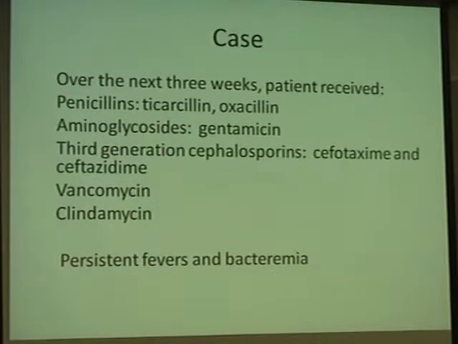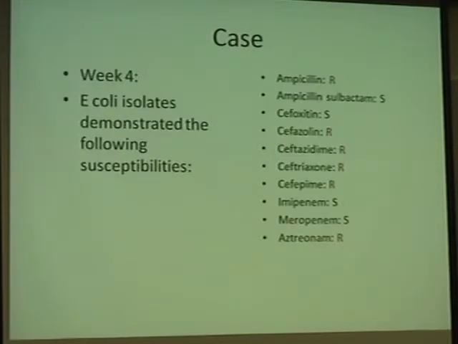Over the next 3 weeks, she receives 8 antibiotics, okay? We still have persistent fevers and bacteremia. We get cultures again, and this time, what we see on week 4 is E. coli isolates demonstrating the following susceptibilities. We're resistant to ampicillin, cefazolin, ceftazidime, ceftriaxone, cefepime, and aztreonam, but we have some susceptibilities still available to us. So we're going to go through this pattern and determine exactly what happened during those 3 weeks, okay?